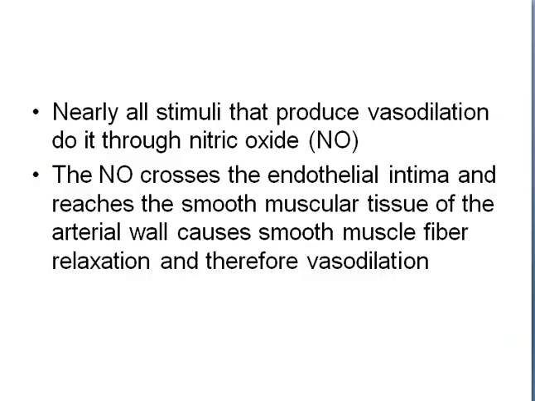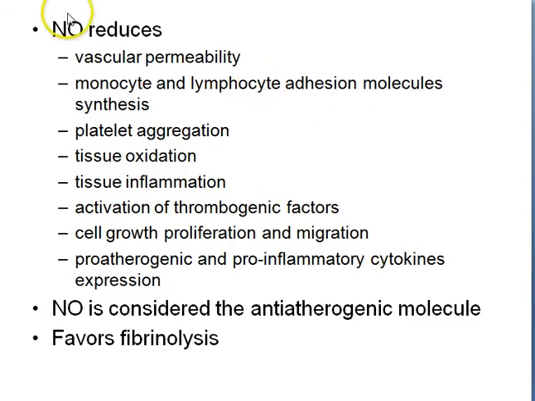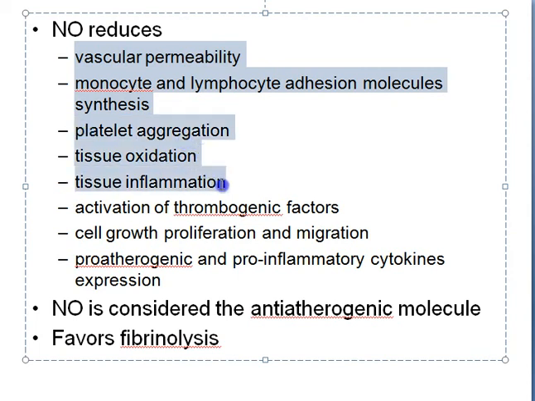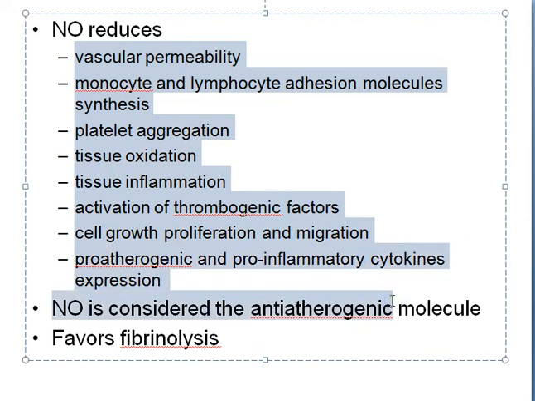Nearly all stimuli that produce vasodilation do it through nitric oxide. Nitric oxide reduces vascular permeability. Nitric oxide reduces monocyte and lymphocyte adhesion molecule synthesis. Nitric oxide reduces platelet aggregation, tissue oxidation, tissue inflammation, activation of thrombogenic factors, things that are going to make you clot, cell growth, proliferation, and migration, and pro-atherogenic and pro-inflammatory cytokines. So nitric oxide is considered the anti-atherogenic molecule, which favors fibrinolysis, favors the breakdown of these clots. So it shows you how important nitric oxide is.